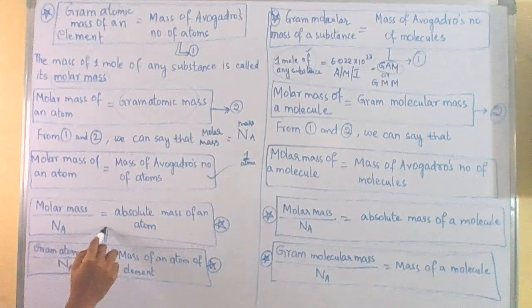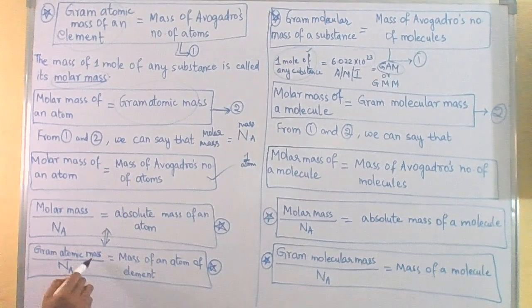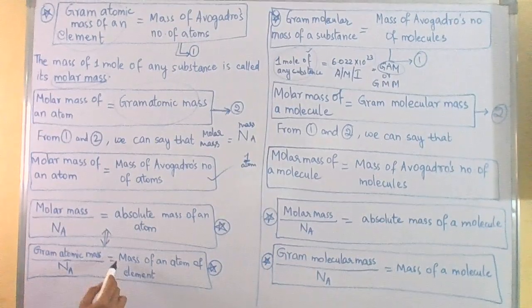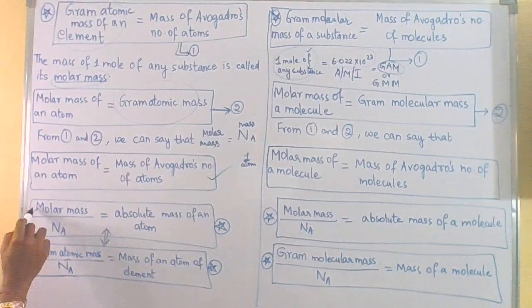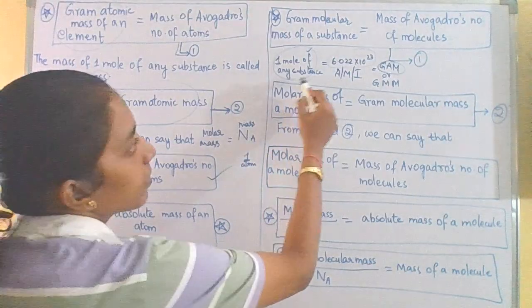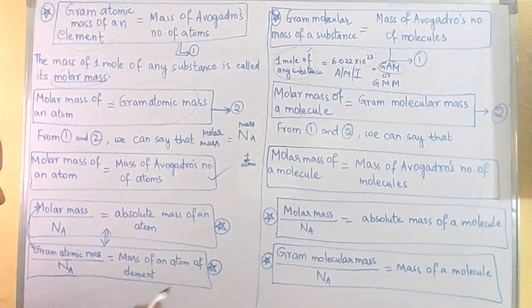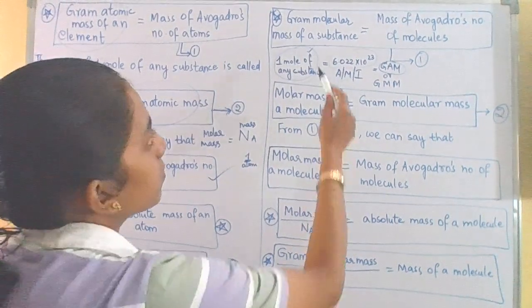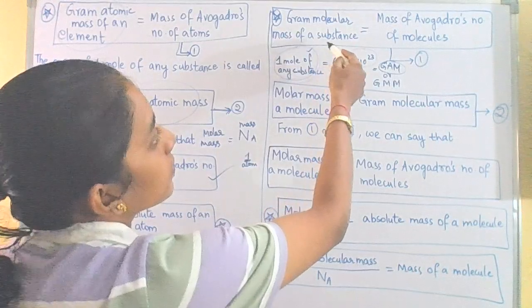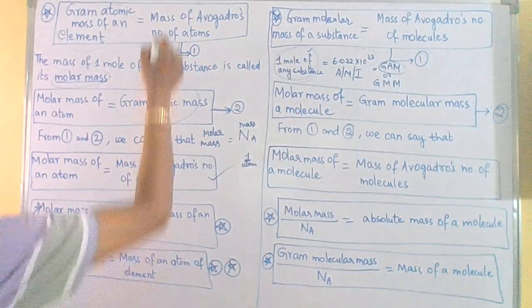It can also be written as gram atomic mass by Avogadro's number is equal to the mass of an atom of an element, because molar mass is equal to gram atomic mass. So this is our final formula. Now the next formula here is the gram molecular mass of a substance. This completes what is for an atom.